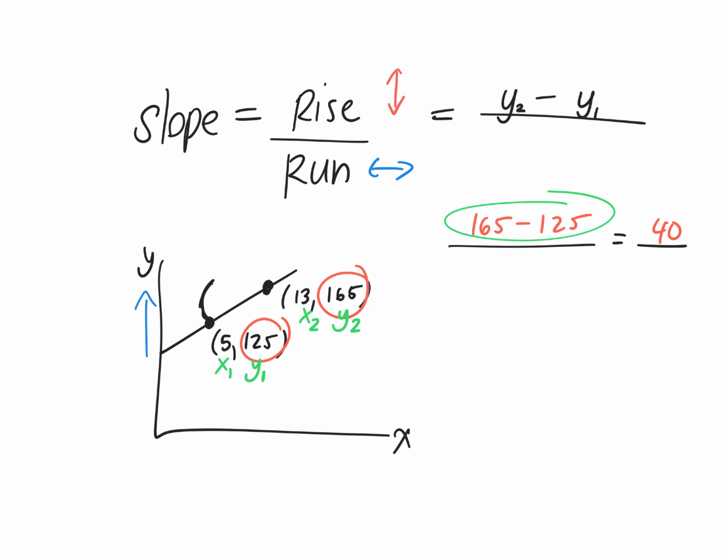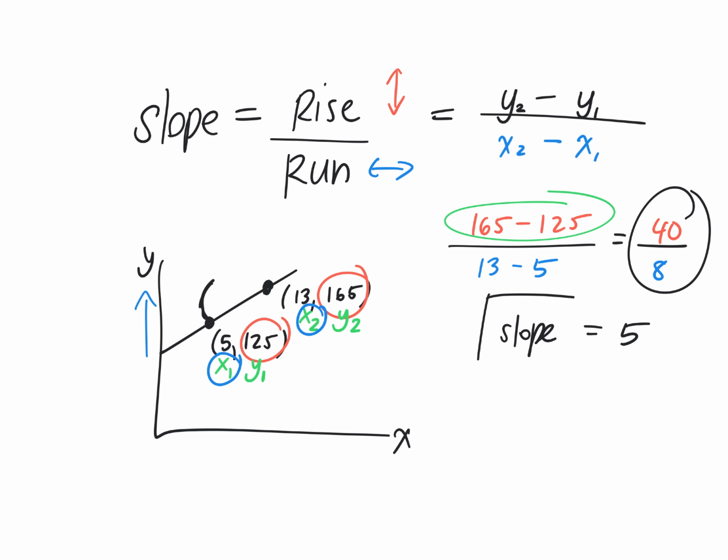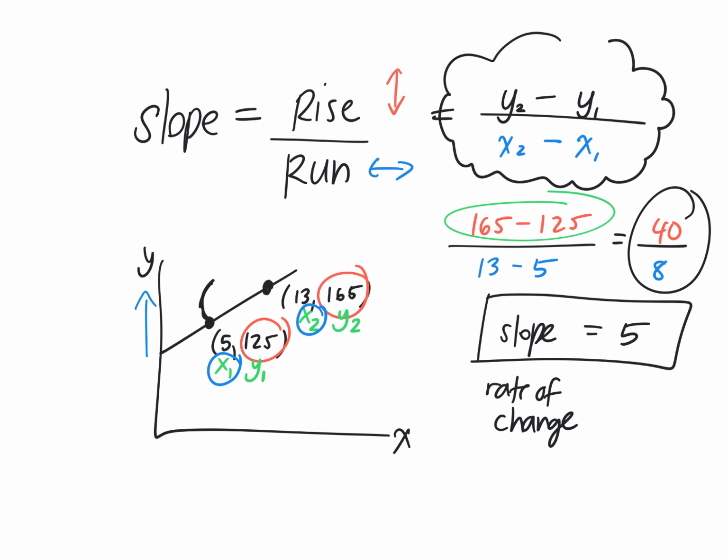And then what would be the formula to calculate the run, the horizontal distance? Yep. We did 13 minus 5. So you took x2 minus x1, and we got 8. And when you simplify it, that will give you the slope, and another name for that is rate of change. That tells you the rate at which the line changes. So this is the formula you need to memorize.